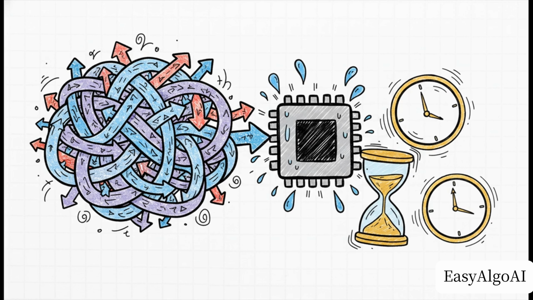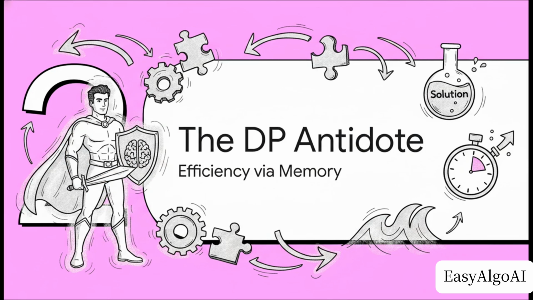In computer science, computation is an economy. CPU cycles take time, and time is expensive. When your algorithm is stuck solving the exact same subproblem over and over, it's just burning resources. If you throw a massive data set at an algorithm like that, those redundant calculations will literally bring your program to a grinding halt. We need a better way. Which brings us to Part 2, the dynamic programming antidote.